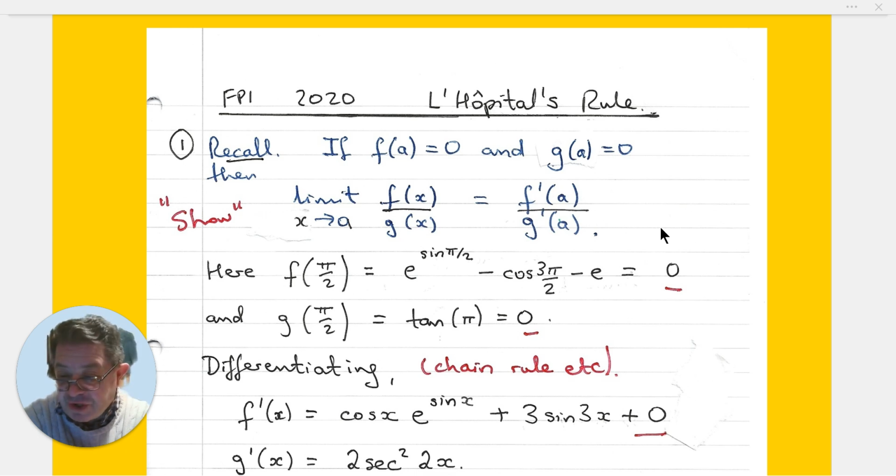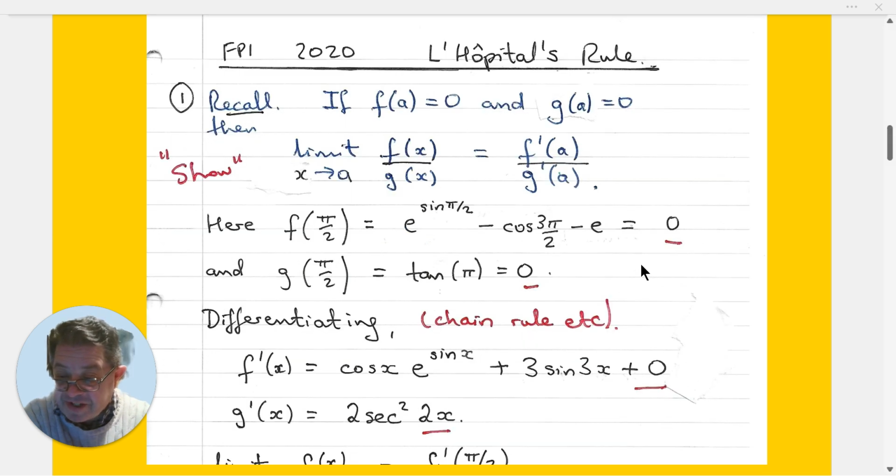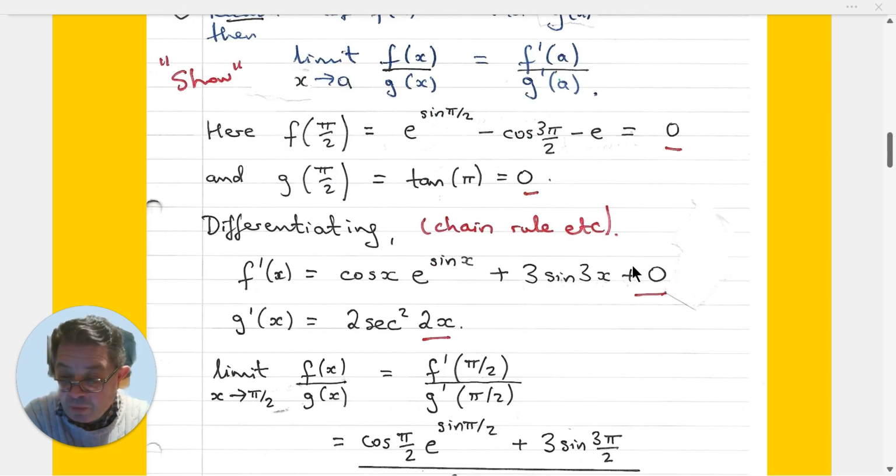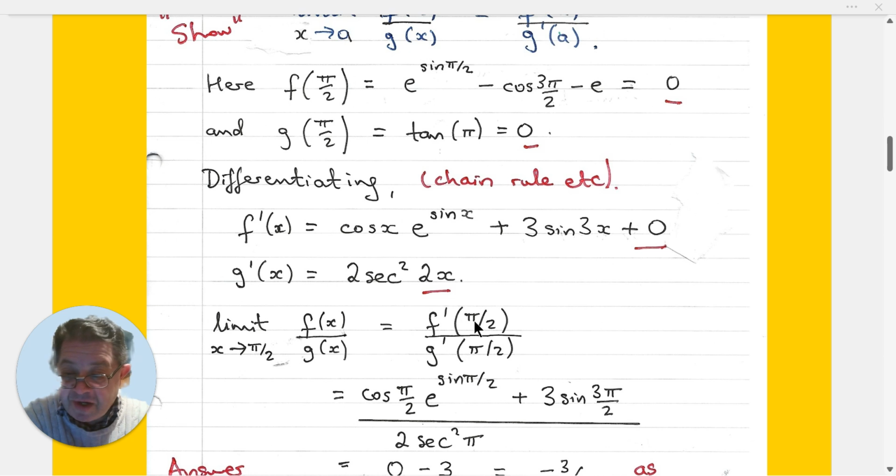We need to differentiate using the chain rule, so we differentiate the numerator to get cos x e^(sin x), add 3 sin of 3x plus naught, and we differentiate the denominator, g'(x) equals 2 sec squared of 2x. So the limit we want is going to be f'(pi over 2) divided by g'(pi over 2).